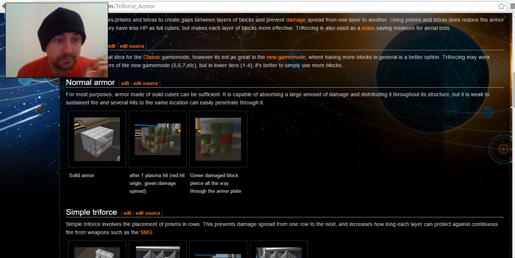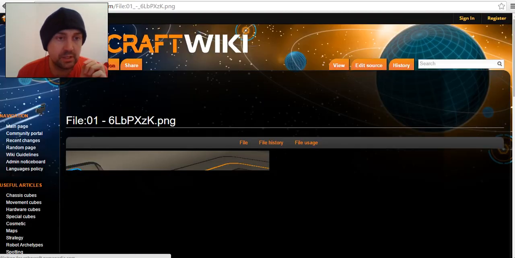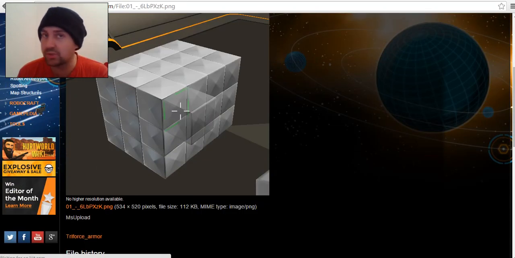Normal armor. For most purposes, armor made of solid cubes can be sufficient. It is capable of absorbing a large amount of damage and distributing it throughout its structure. But it is weak to sustained fire, and several hits to the same location can easily penetrate through. The disadvantage of blocks is that you can penetrate through. So, does this work? Yep. Okay. Solid block of armor. We're all familiar with that.